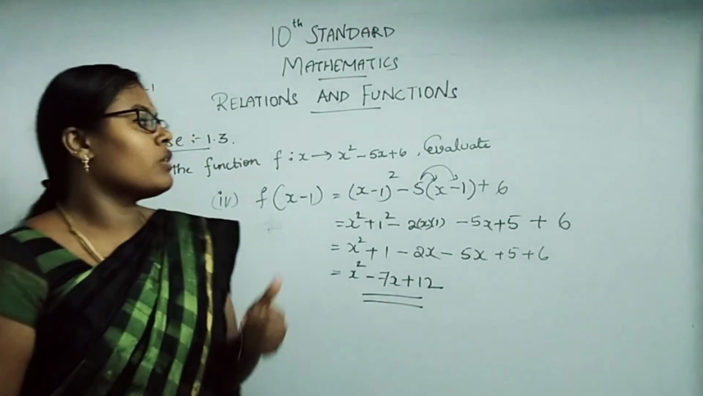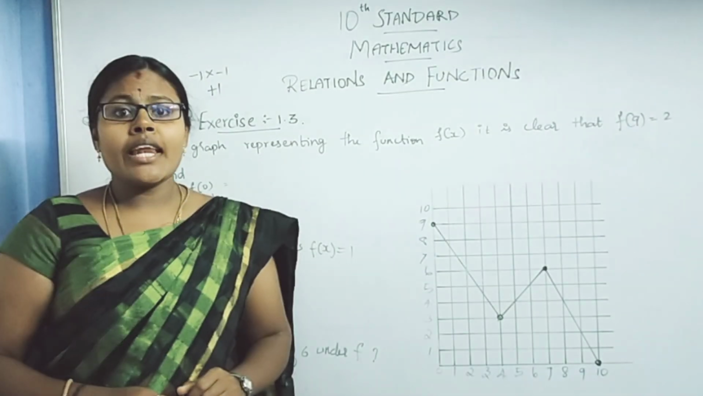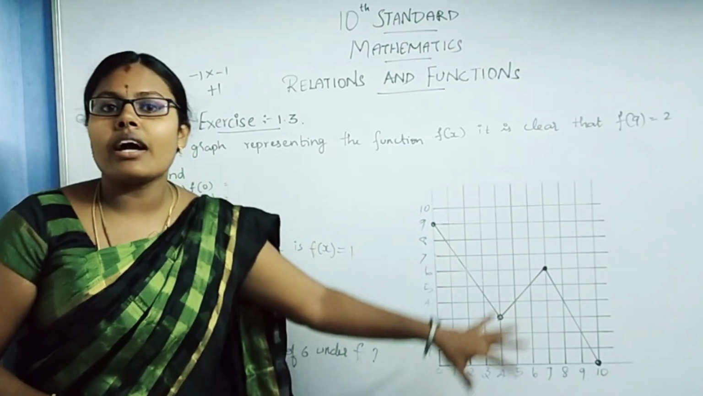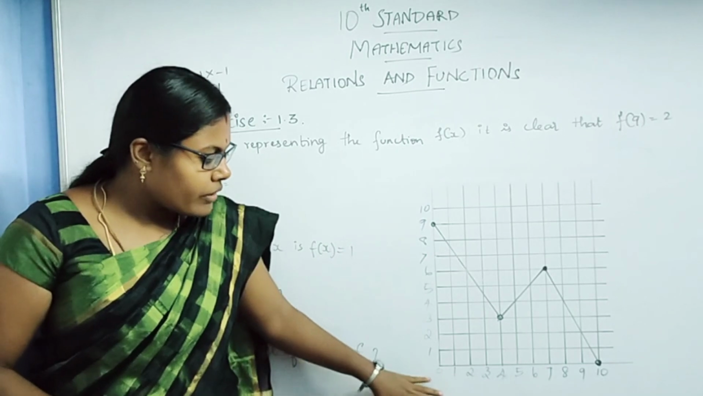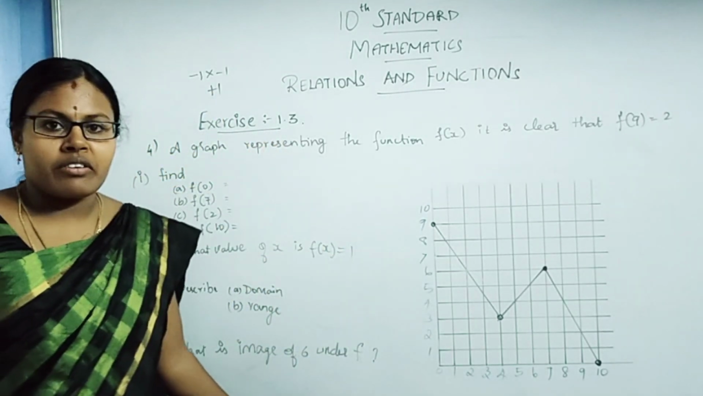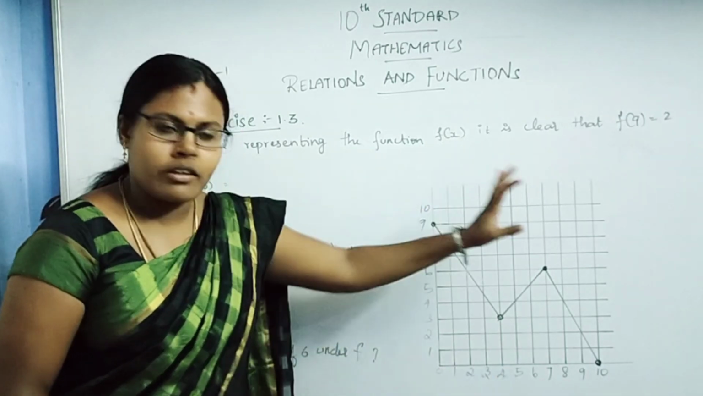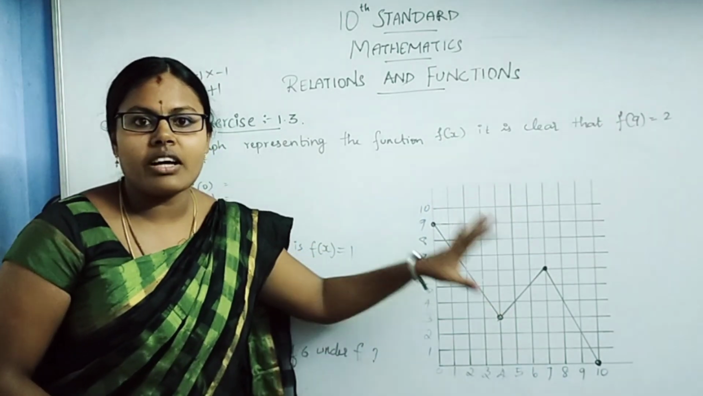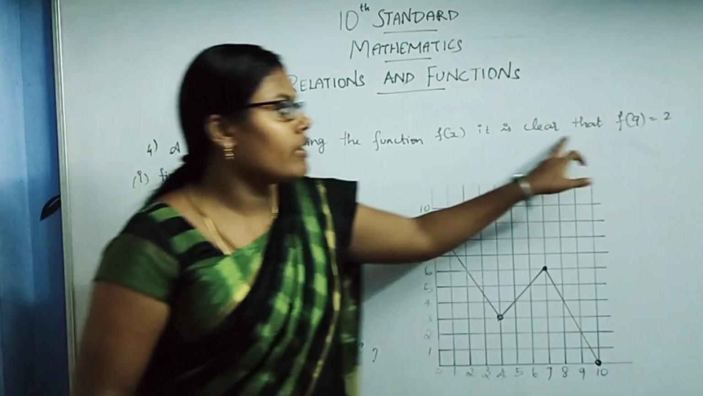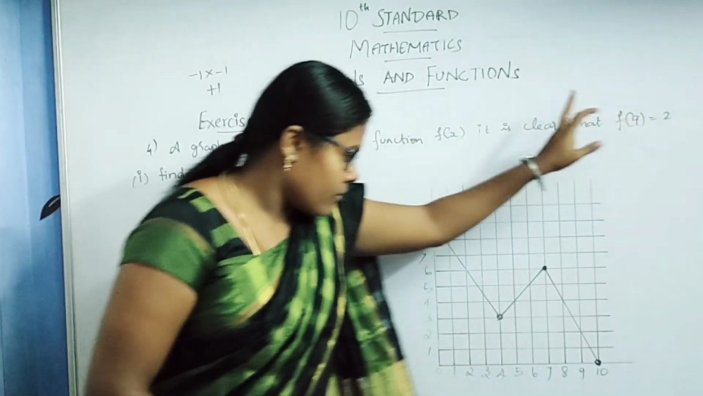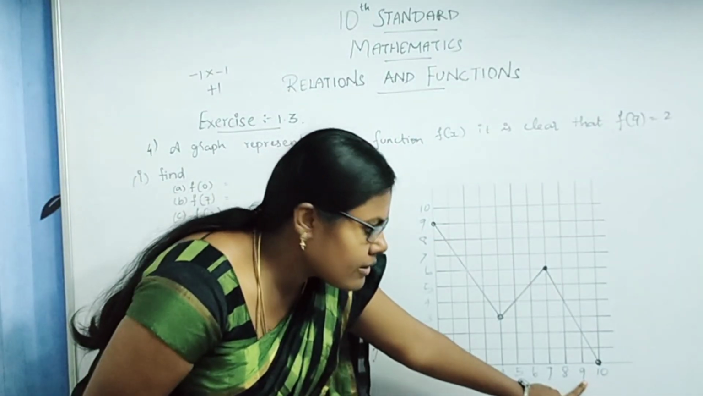Now we'll see the fourth sum. In the next sum, they have given a graph like this, and based on this graph they have given the question. A graph representing the function f of x. So this is a graph which is representing a function f of x, and they have given that f of 9 is 2. So where is f of 9? This is f of 9.